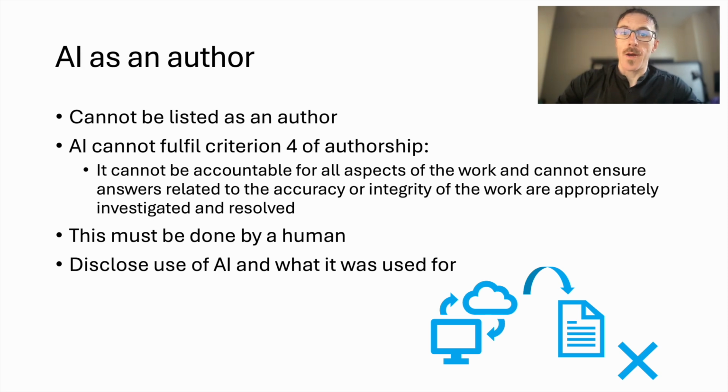So use of AI and how it's used to develop the paper should always be disclosed. And the place to do this is in the acknowledgement section. Written permission to be included in the acknowledgement section is only required for humans. For example, you don't need to get permission from ChatGPT to mention it in the acknowledgements.